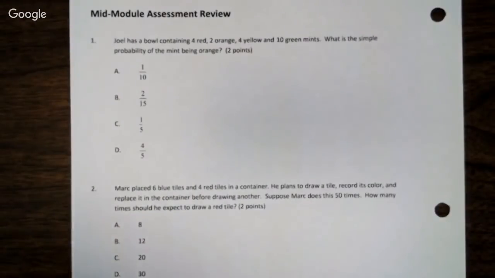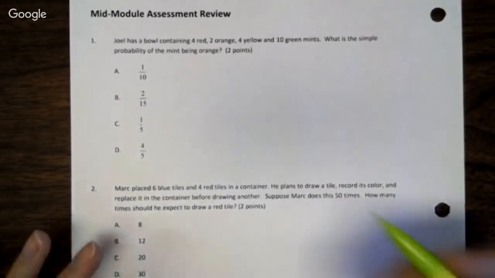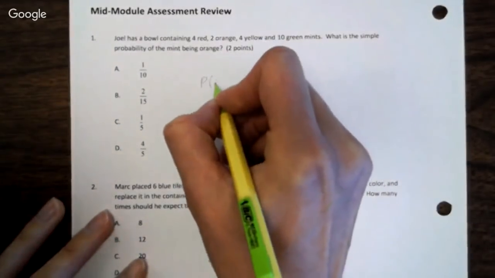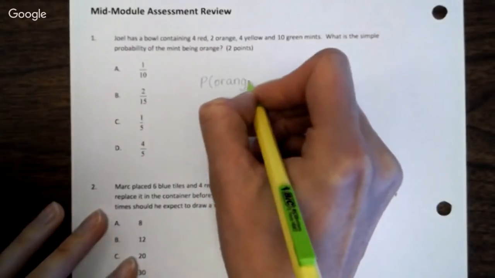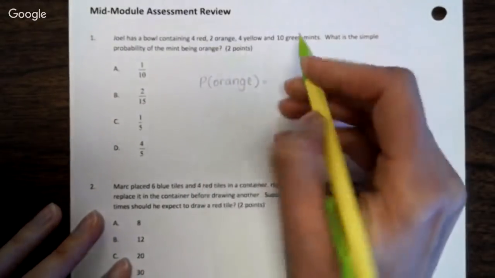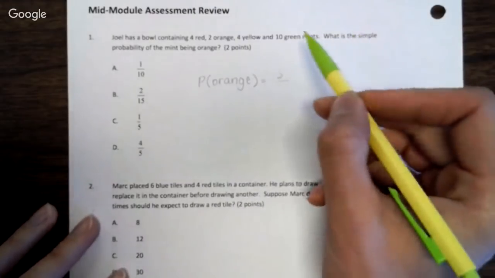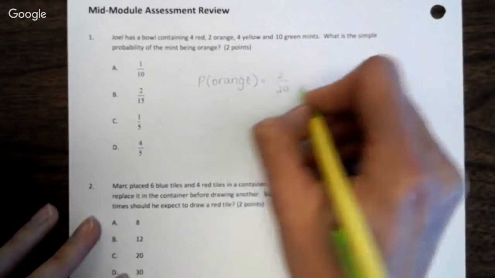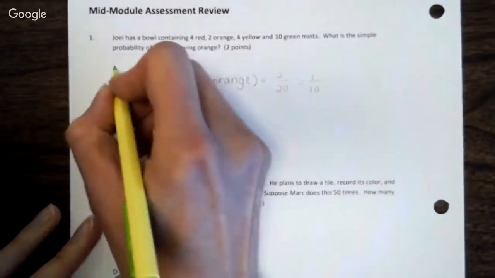All right, number 1, Joel has a bowl containing 4 red, 2 orange, 4 yellow, and 10 green mints. What is the simple probability of the mint being orange? So we're going to do probability of orange. You have to ask yourself, how many orange are there? There's 2, and the total amount is 20. That reduces to 1/10.